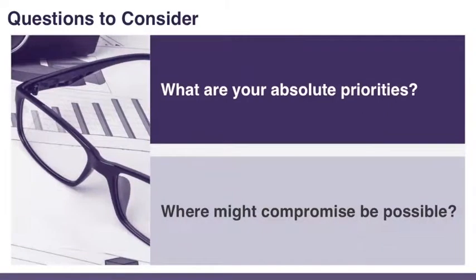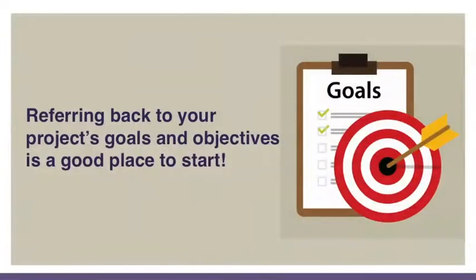When considering each risk, you can also consider two other questions that are essential for risk management. One, what are your absolute priorities? And two, where might compromise be possible? If the completely unexpected happens, these are two questions that can help you figure out which aspects of the work are critical for achieving results and which you might be able to let go of and still get the results you need. Referring back to your project's goals and objectives is a good place to start when considering priorities. This is a basic and simple approach to risk management.